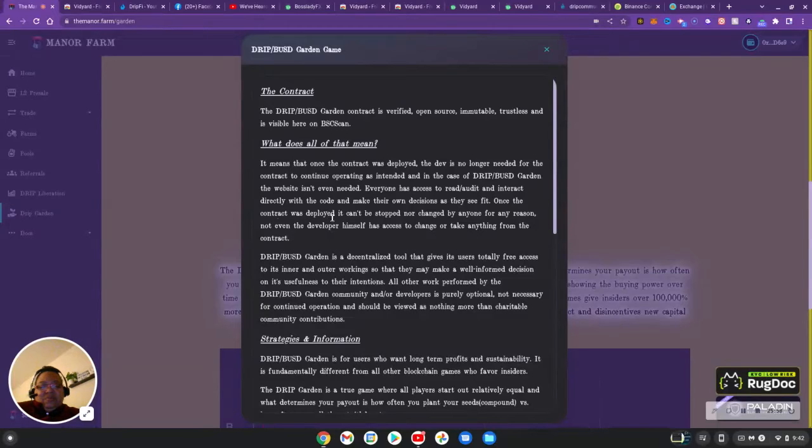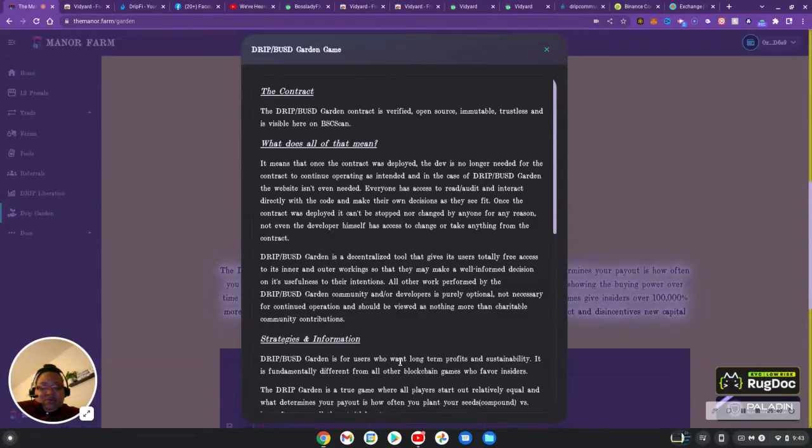Once the contract was deployed, it can't be stopped nor changed by anyone for any reason. Not even the developer himself has access to change or take anything from the contract. Drip BUSD Guard is a decentralized tool that gives each user totally free access to its inner and outer workings so that they may make well-informed decisions on its usefulness to their intentions. All other work performed by the Drip BUSD Garden community and or developers is purely optional, not necessary for continued operations, and should be viewed as nothing more than a charitable community contribution.